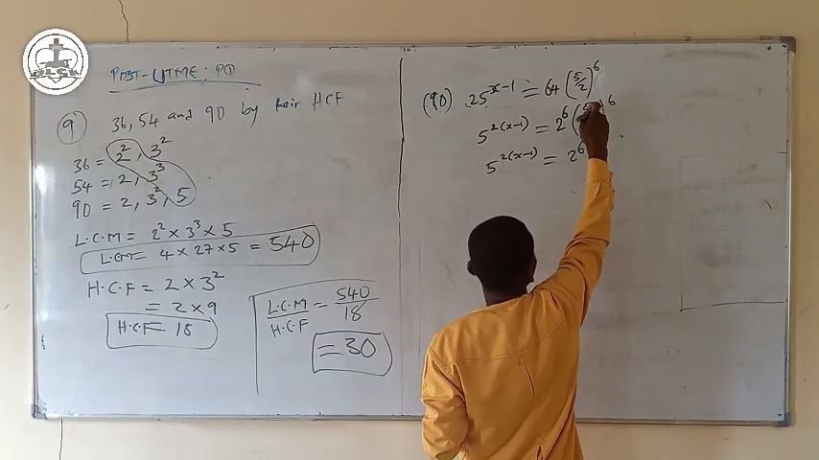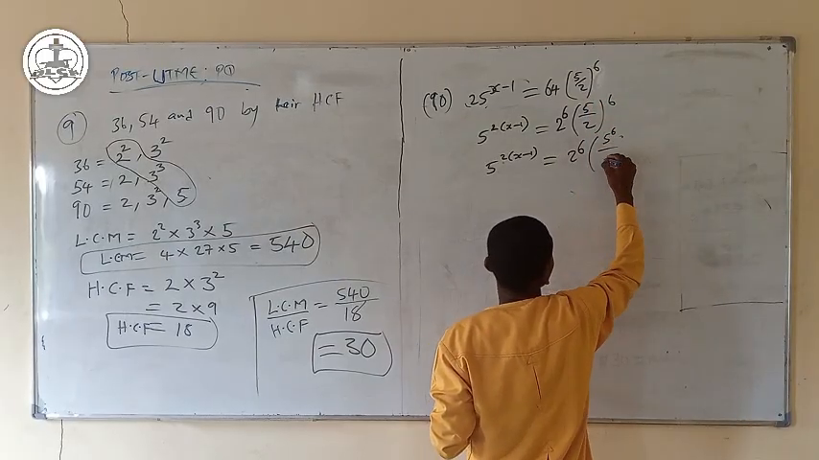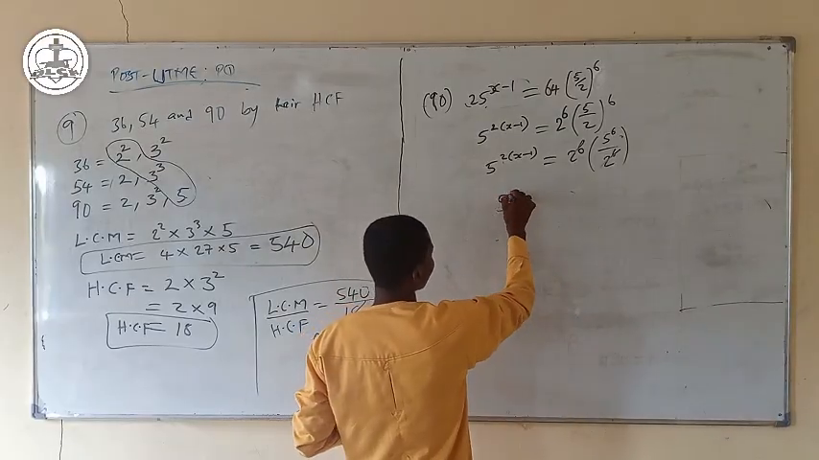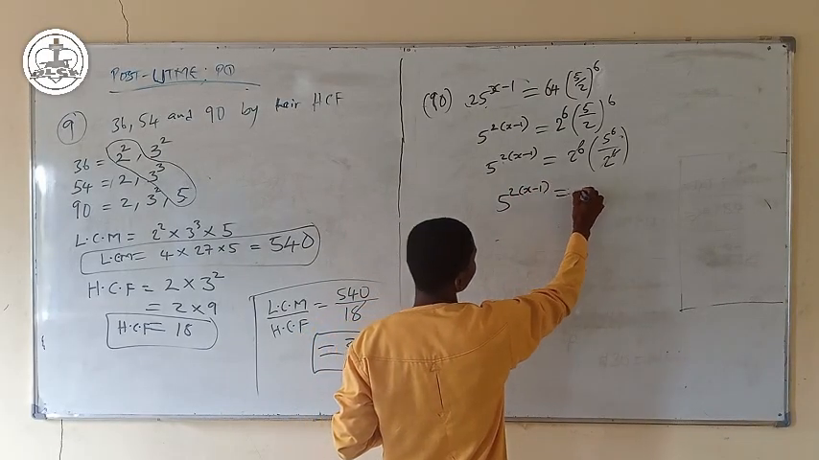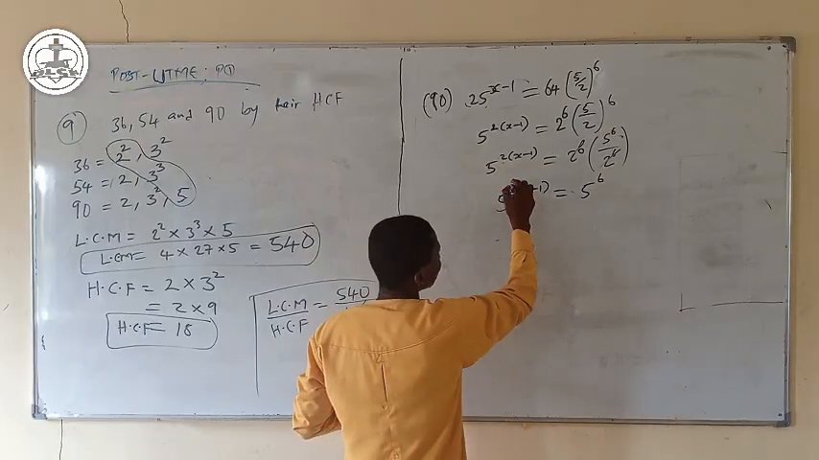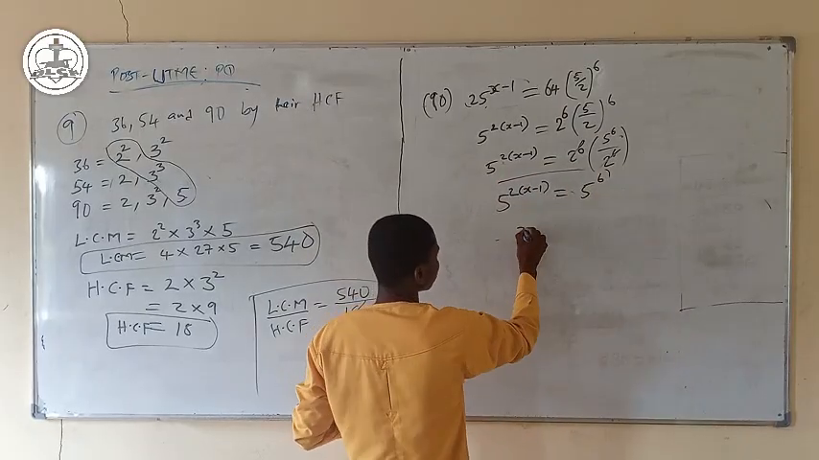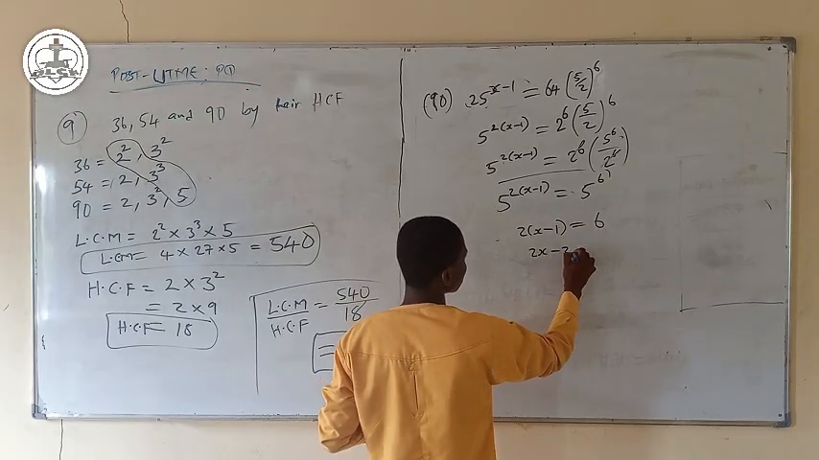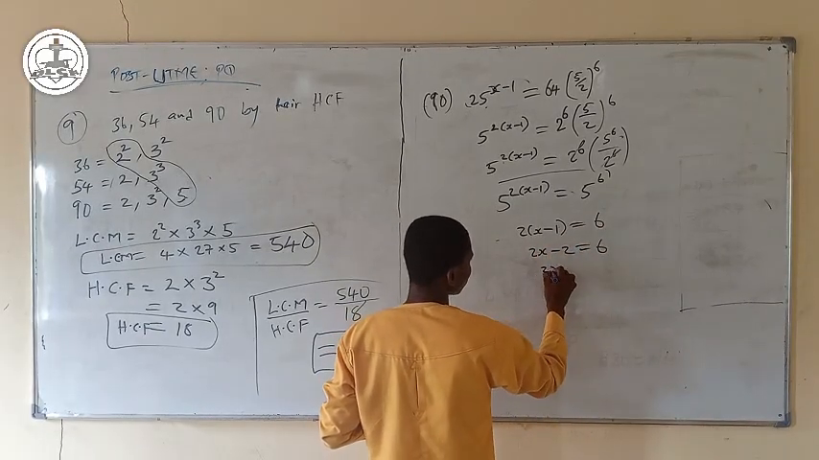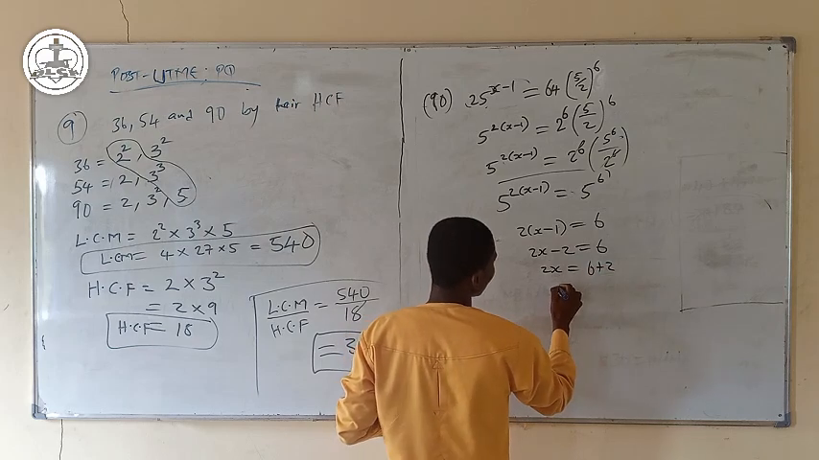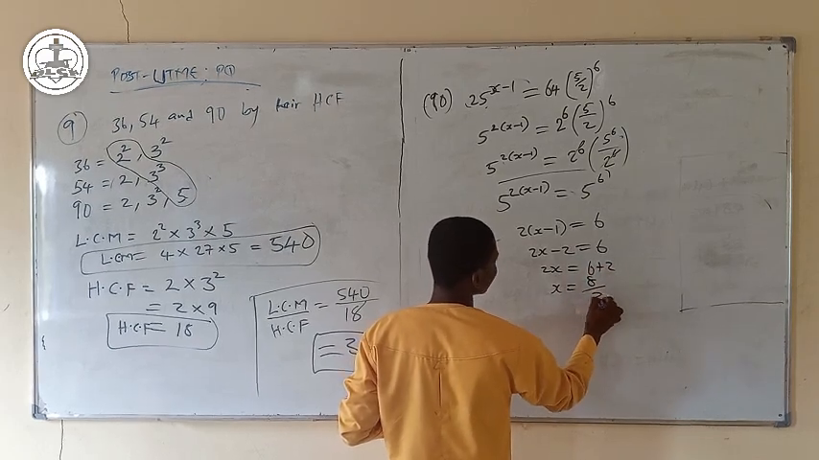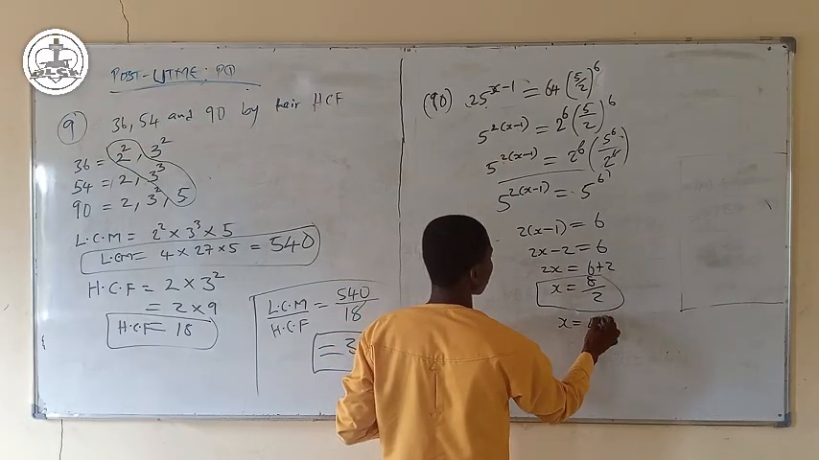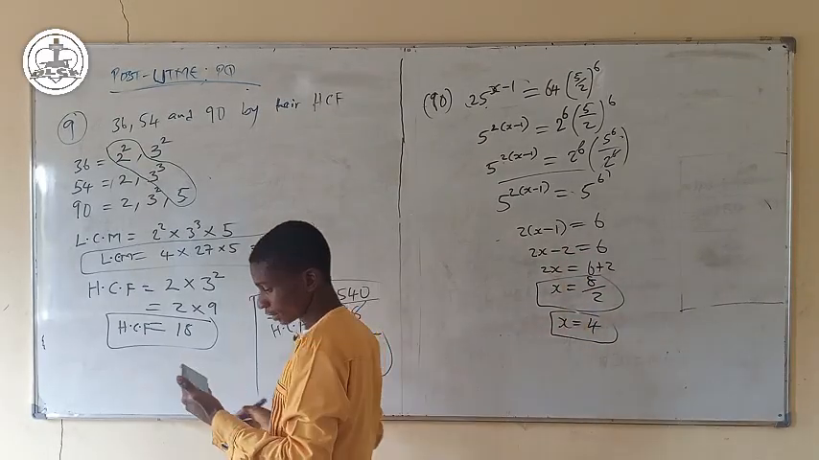If we take the power into this bracket, we have 5 raised to the power of 6 and 2 raised to the power of 6. And this apparently will cancel out. And we are going to be left with what? 5 to the power of 2x minus 1 is equal to 5 to the power of 6. And we can equate the powers now. So 2x minus 1 is equal to 6. We collect like terms, so we're going to be left with 6 plus 2. And our x is what? 8 divided by 2 when we do our simplification here. So now our x is 4. So this is our value of x.